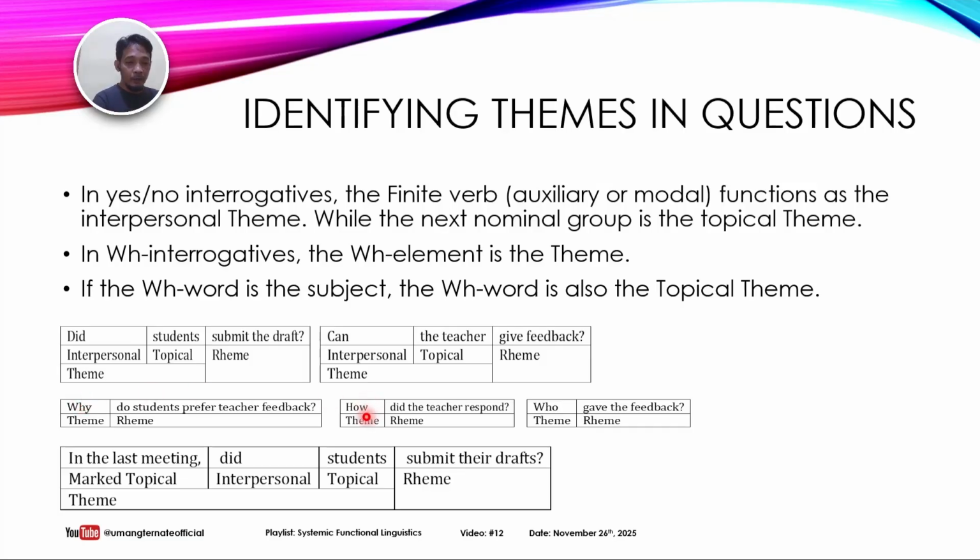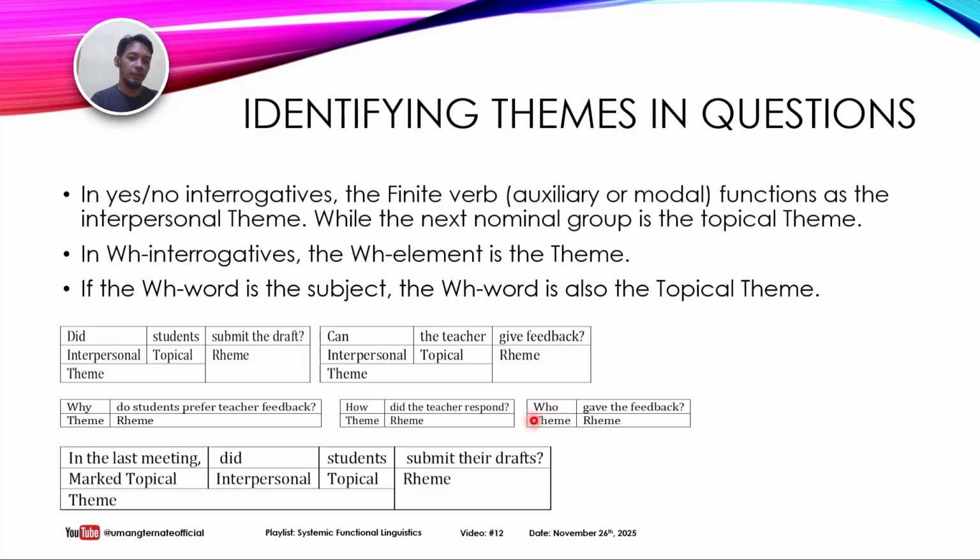And here, "how did the teacher respond?" The "how" is also the topical theme. Why? Because it targets the circumstance of manner. And then "who gave the feedback?" "Who" is the topical theme. Why? Because "who" targets the participants. It asks for the participant, the feedback provider, in this case.